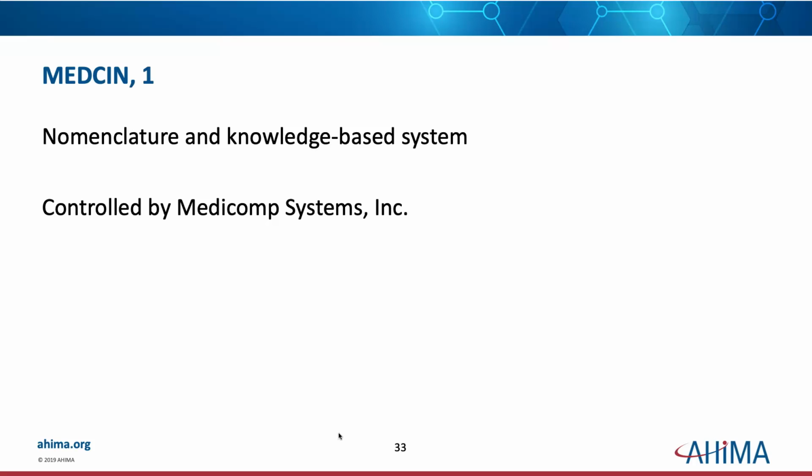Medicine. This is a nomenclature and knowledge-based system. It was developed by Peter S. Goltra and is now controlled by Medicomp Systems, Inc. It is the most comprehensive vocabulary for signs and symptoms. It includes 250,000 clinical data elements that fall into the categories of symptoms, history, physical exam, tests, diagnoses, and therapy. So make sure that you are aware of that information. It's at the top of page 210.